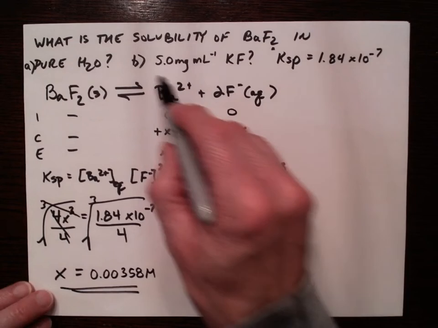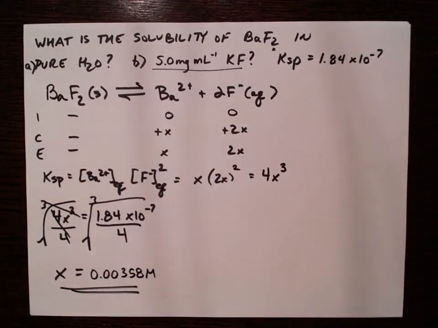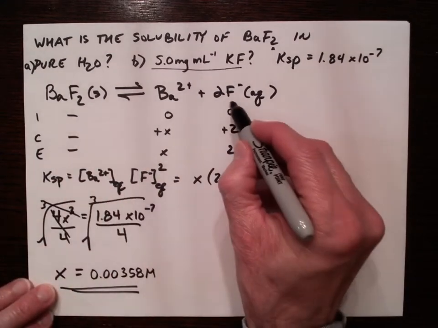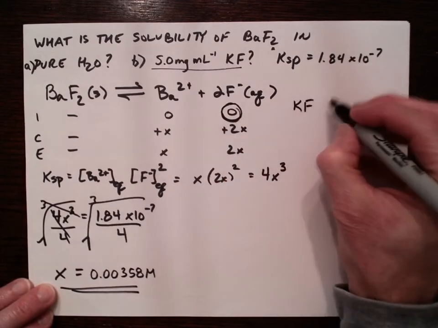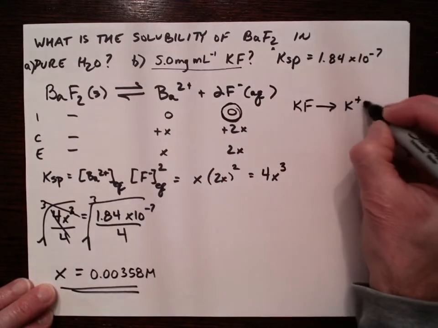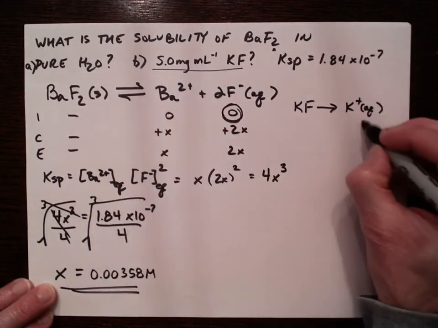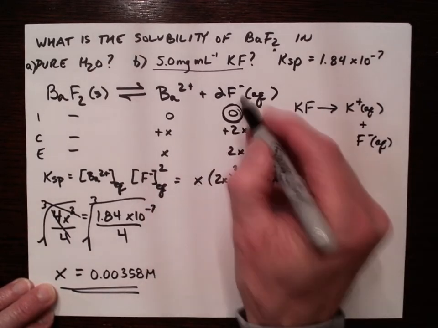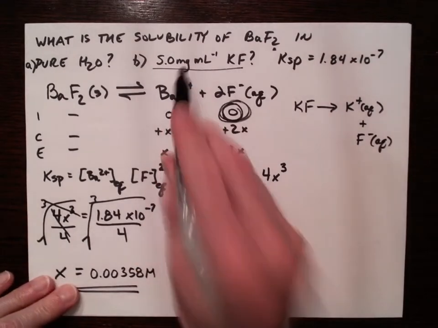Now we've got to find the solubility of barium fluoride in 5 milligrams per liter potassium fluoride. It's going to be a little tougher. It's going to have the same form here, but there's going to be an initial concentration of fluoride. That's because the potassium fluoride is going to completely dissolve to potassium ions, which won't affect the equilibrium, but it will produce fluoride ions that will affect the equilibrium. We'll start with some value of fluoride ion rather than 0.